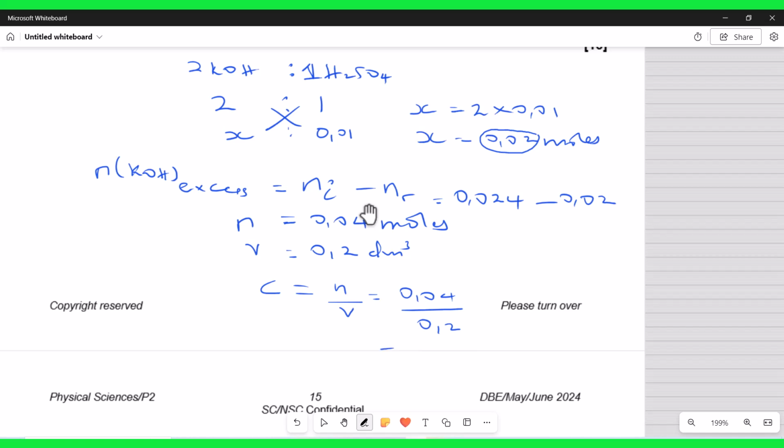So which answer do we get here? If I divide by 0,2, it gives me 0,02 moles per decimeter cubed. Now, this is the concentration of what? Of potassium hydroxide, which is in excess, responsible for the pH. So, because potassium hydroxide is in solution, this is what happens to it.